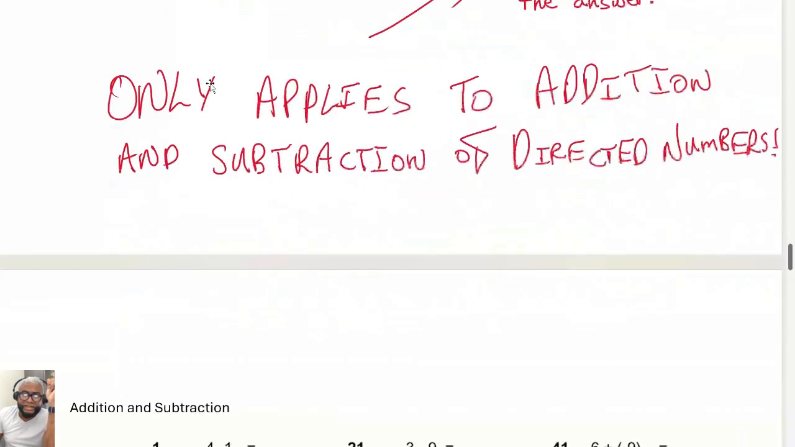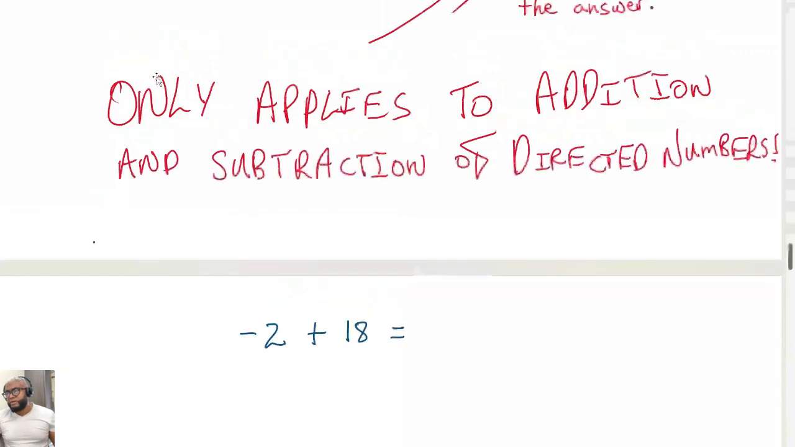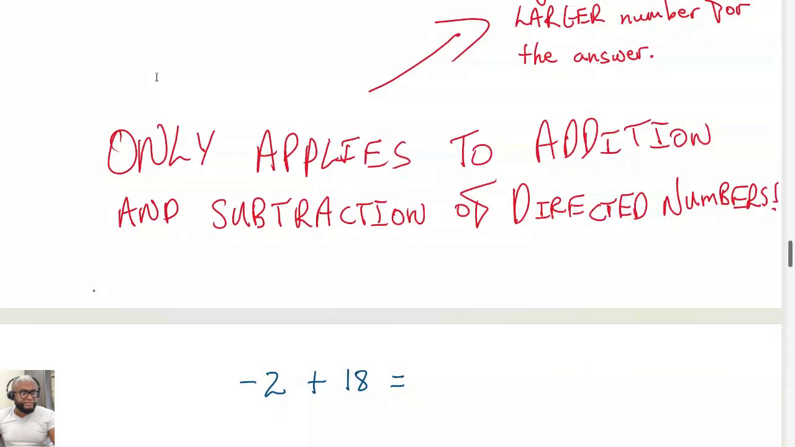So I'm going to belt out another example here. If I had negative 2 plus 18. What do I do here, Lucas? Negative 2 plus 18. Are the two signs the same? No, sir. So what do we have to do? So take the sign from the larger number. That's the answer. Okay, yeah, we know it's going to be a plus.